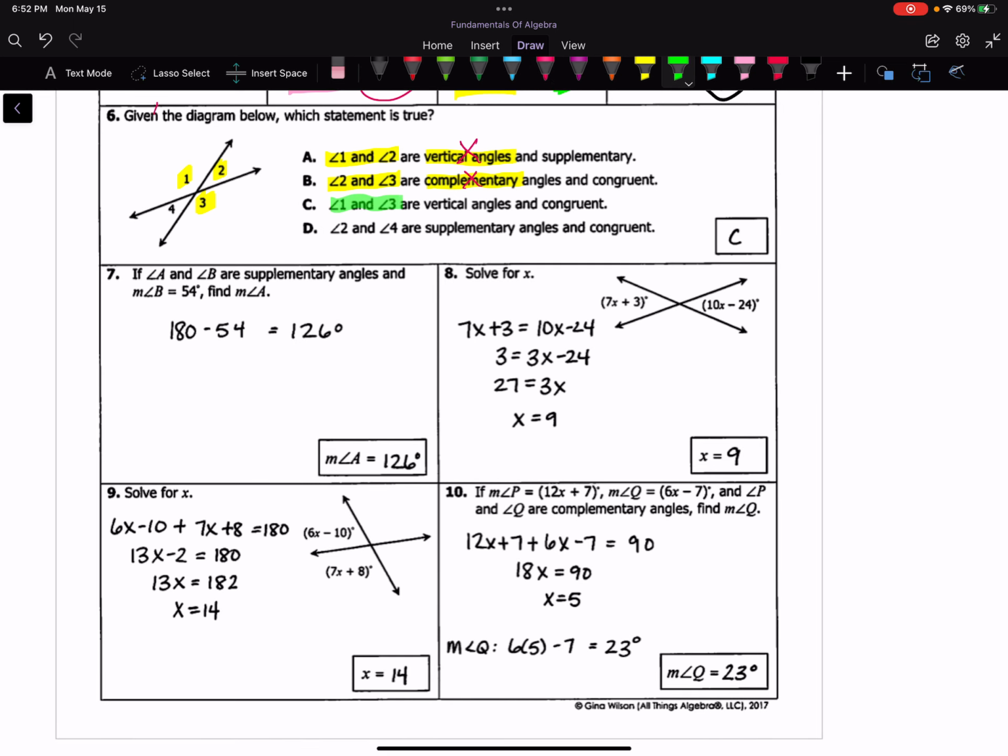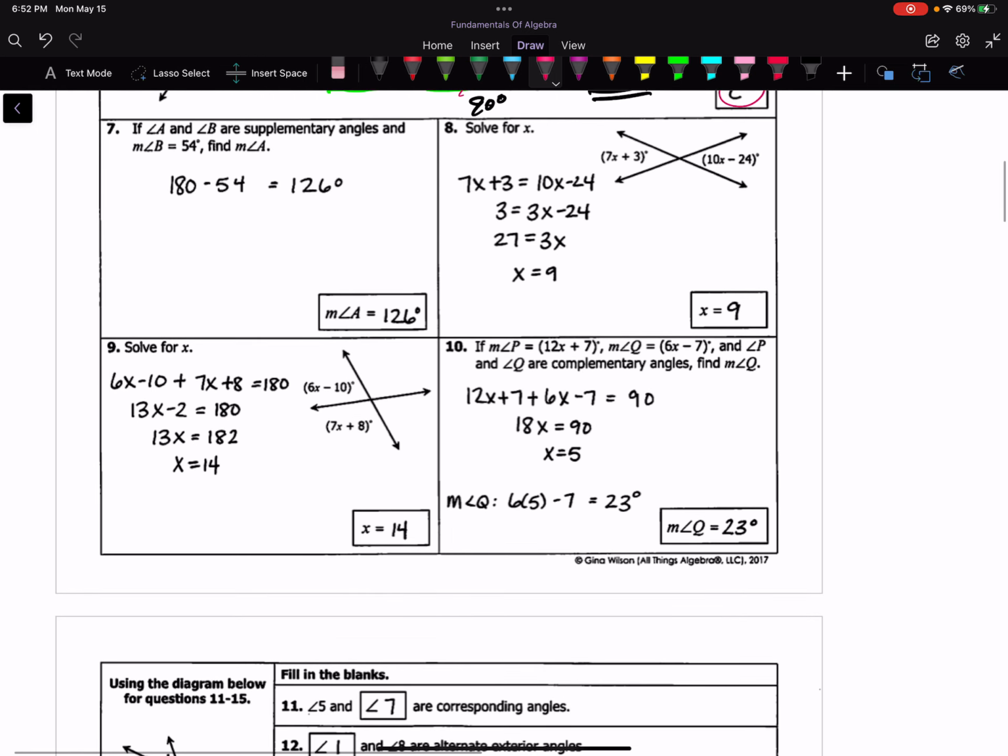Angles 1 and 3. Well, we know they're vertical angles and congruent. Vertical angles are congruent, so we know that one is good. And then finally, let's take a look at 2 and 4. There's 2, there's 4. They're also vertical angles, but we don't know if they're supplementary. They may be supplementary, but we do not know if they add up to 90 degrees because nothing in that diagram tells us that. They are congruent because they are vertical angles, but that one is not an option. So C is our answer.